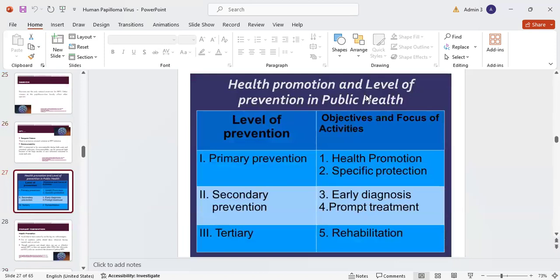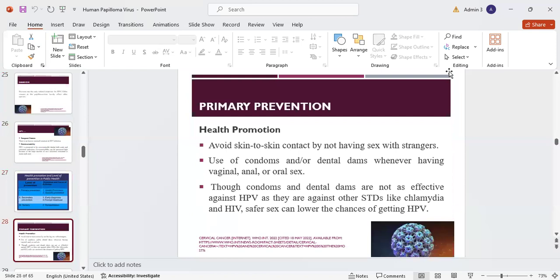Health promotion, the levels of prevention in public health. Primary prevention includes health promotion and specific protection. Secondary prevention includes early diagnosis and prompt treatment. Tertiary prevention includes rehabilitation. Primary prevention and health promotion: avoid skin to skin contact by not having sex with strangers.